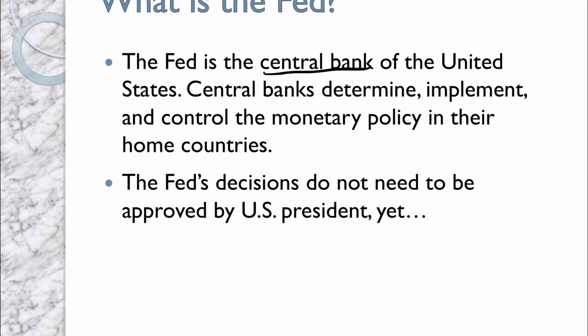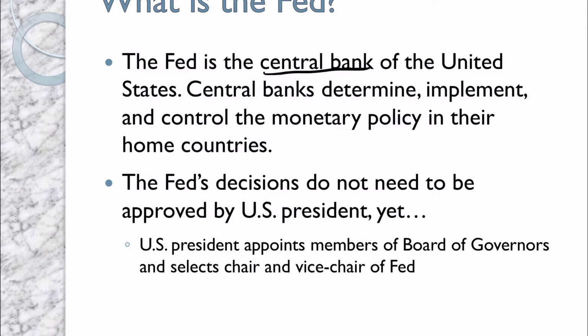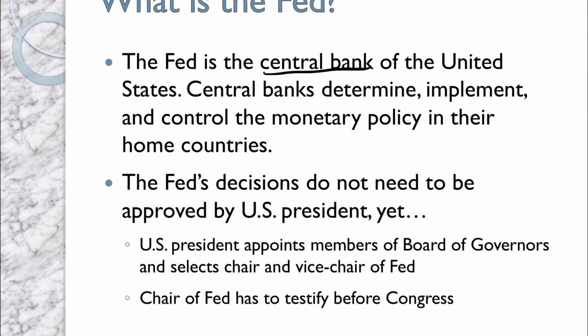What's unique about the Fed is that the Fed's decisions do not need to be approved by the U.S. president. So they are an independent central bank. However, they are subject to oversight by U.S. Congress because they do have the authority to coin money. Even though the Fed's decisions do not need to be approved by the U.S. president, the president does impact who is on the Fed. The U.S. president appoints members of the Board of Governors, and also selects the chair and the vice chair of the Fed. We'll talk about who these positions are in the next couple of slides.